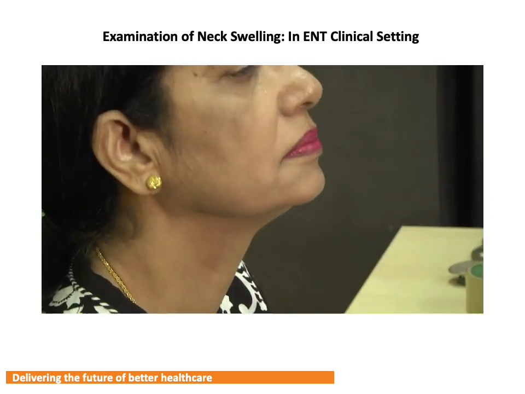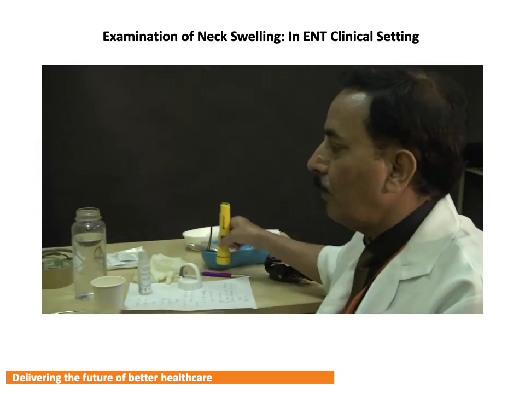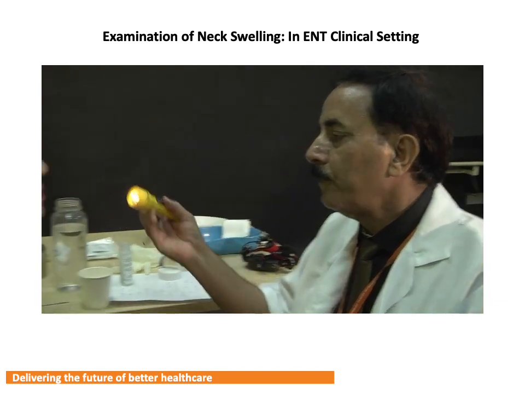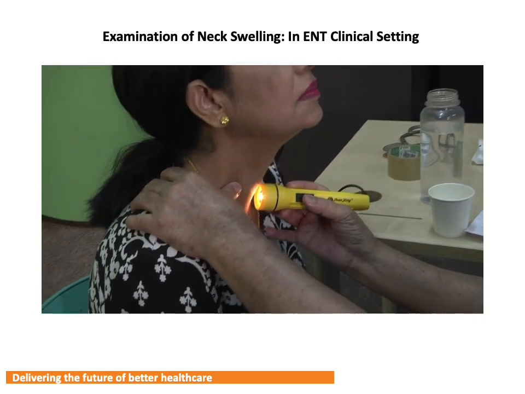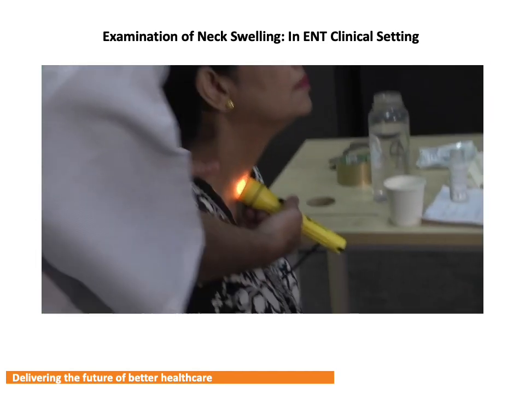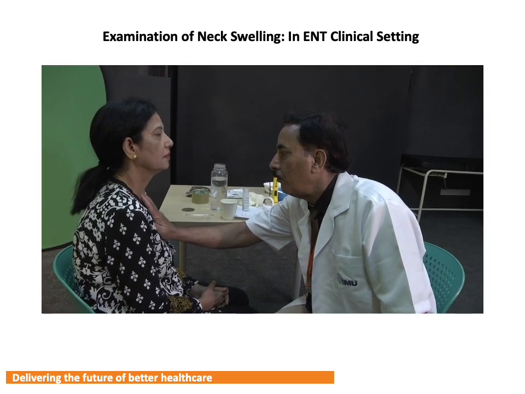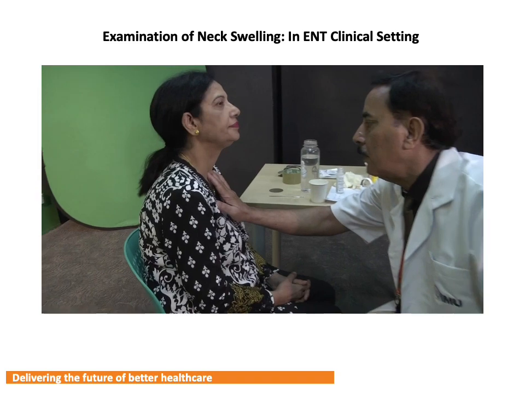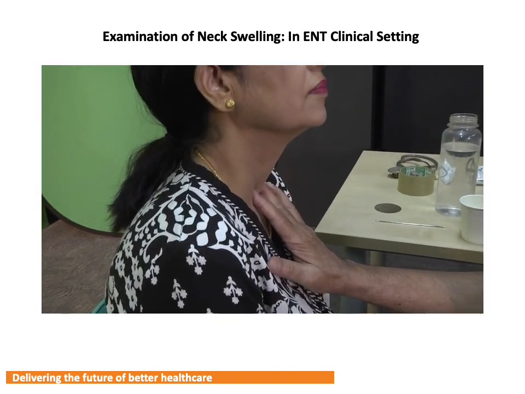Two other things would be transillumination. If you have a swelling, simply put your torchlight to the swelling and examine from the other side. For example, if there is a swelling there, I'll put the torch here and examine from the other side. At the same time, palpate the trachea and see whether the trachea is in the midline or not. Is it deviated or not?